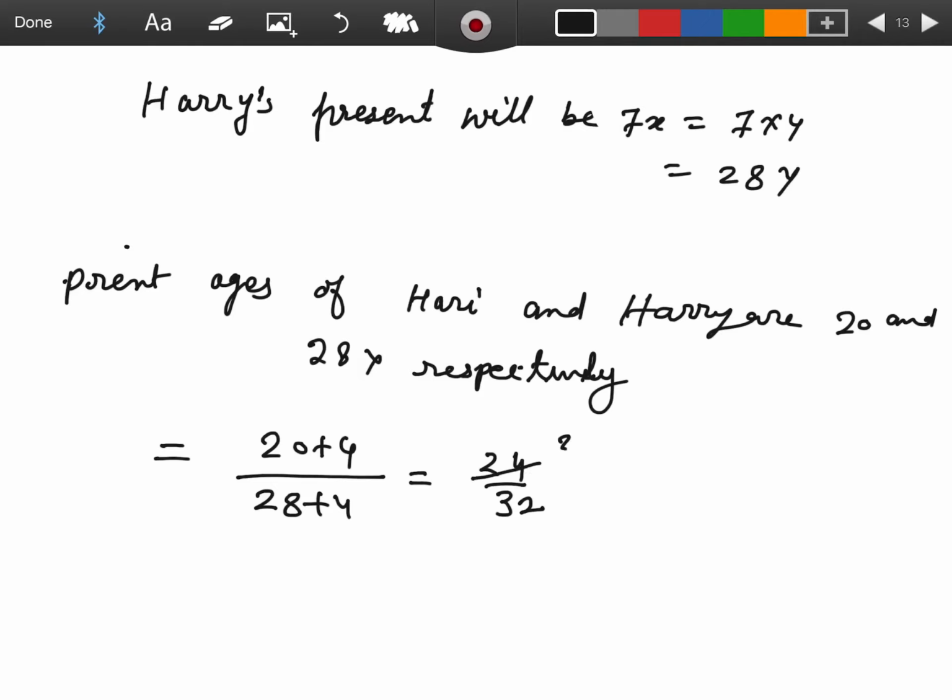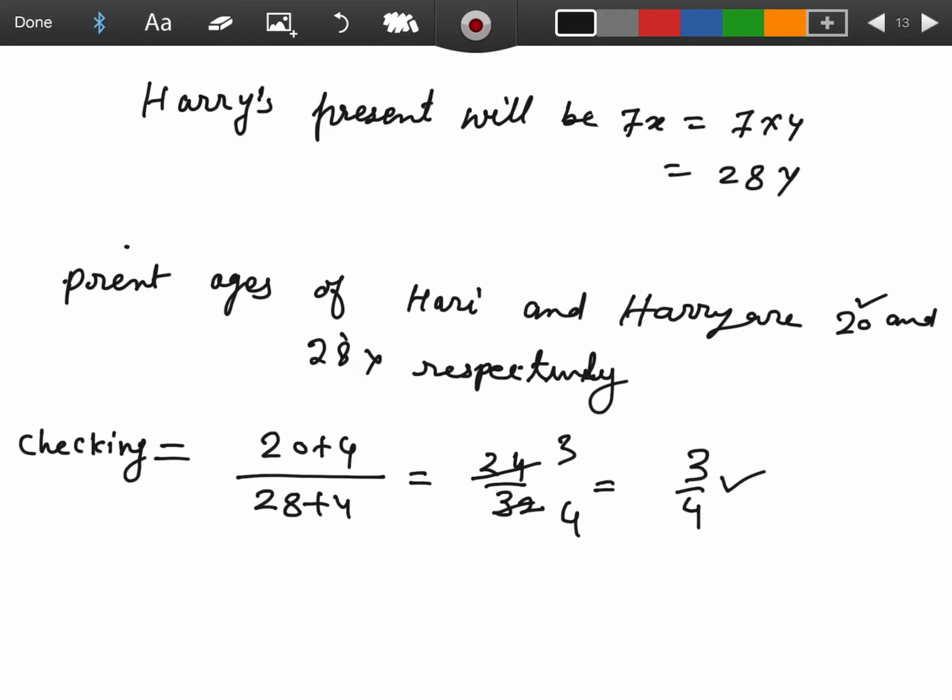Let us check what is their ratio. 8 3s are 24, 8 4s are 32. The ratio is 3 by 4. This is given in our problem. Then after 4 years, the ratio of their ages is 3 by 4. So in this way we can check here. This is our checking. We have found the value, correct or not.